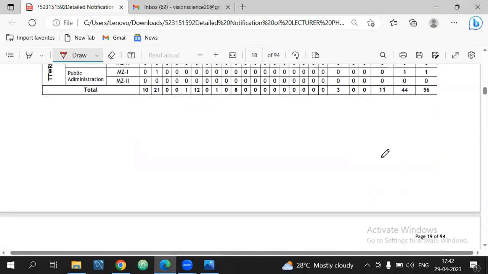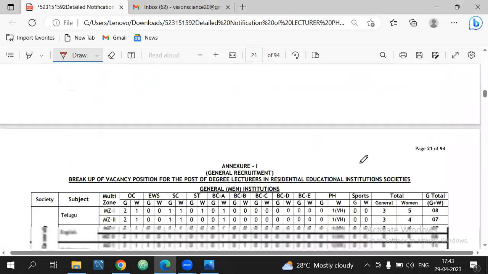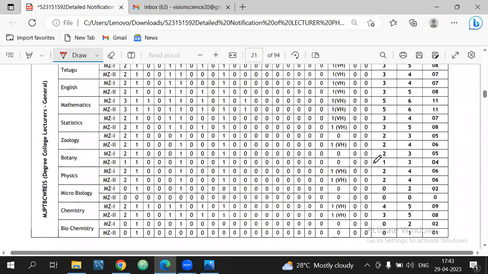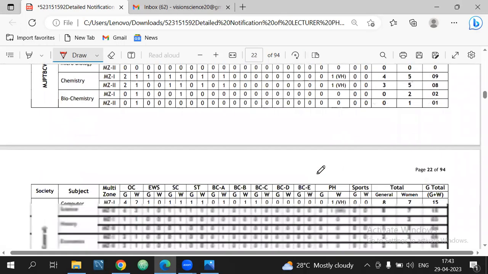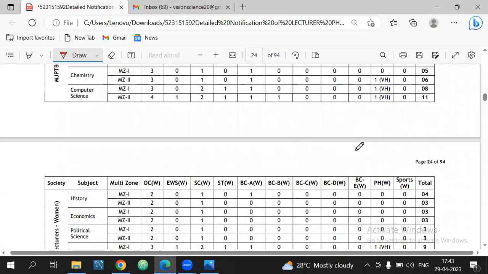And again in the women institutions, you can see there are 18 posts of zoology and 15 posts of botany, right? Once again, in general, zoology has 16 posts and botany has 9 posts, right? Once again, in another society with respect to women, you have 5 posts in zoology and 4 posts in botany.